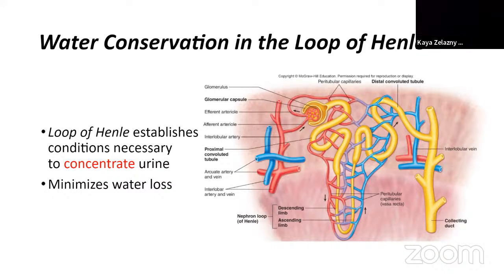This way we're minimizing water loss. We're not peeing out 180 liters a day. So we reabsorbed a lot of it in the proximal tubule, and then through the action of ADH and controlling the permeability of these membranes, we can control how much of the remainder gets conserved in the body versus excreted out as urine.